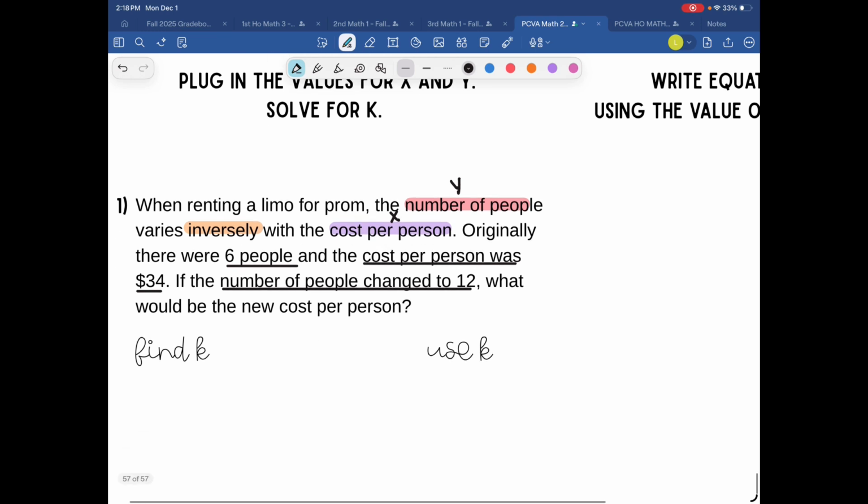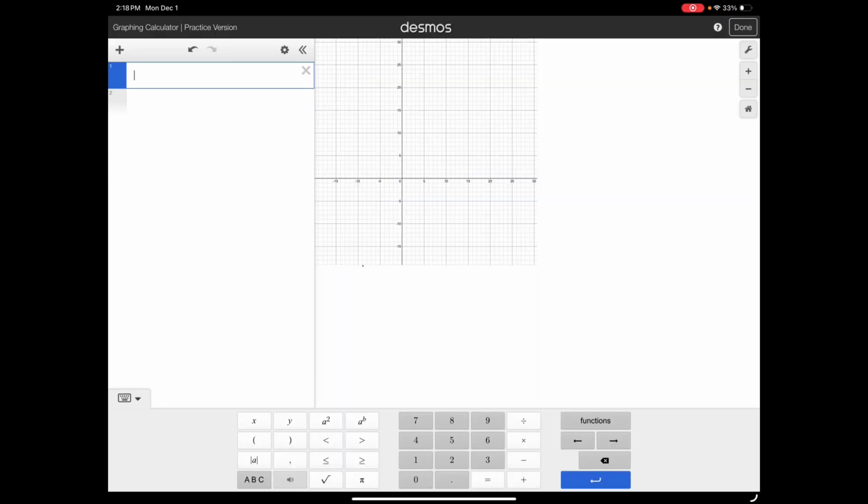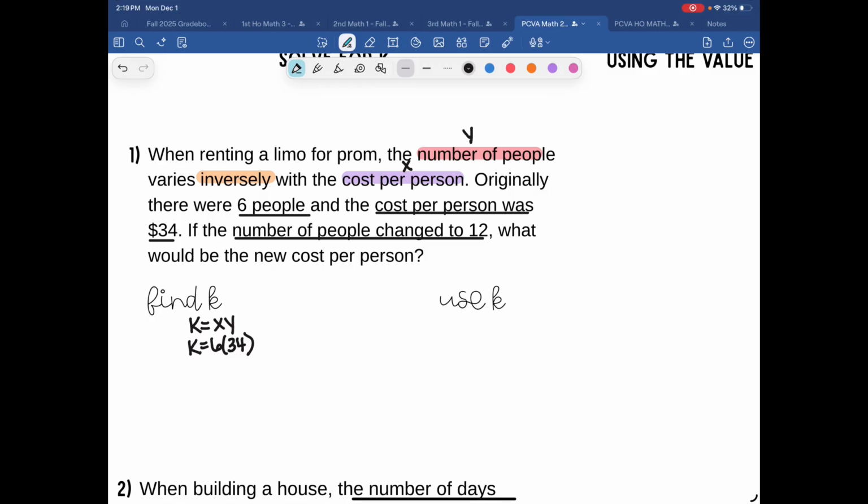So to find k, you can use either formula that you want to. I'm going to use k equals y times x, or x times y. So k is equal to 6 times 34. All right, so if we pull Desmos up, we have 6 times 34, and that's going to be 204.